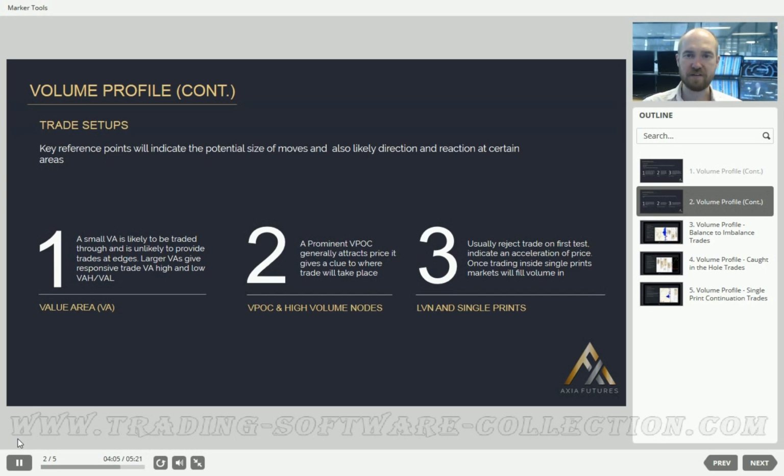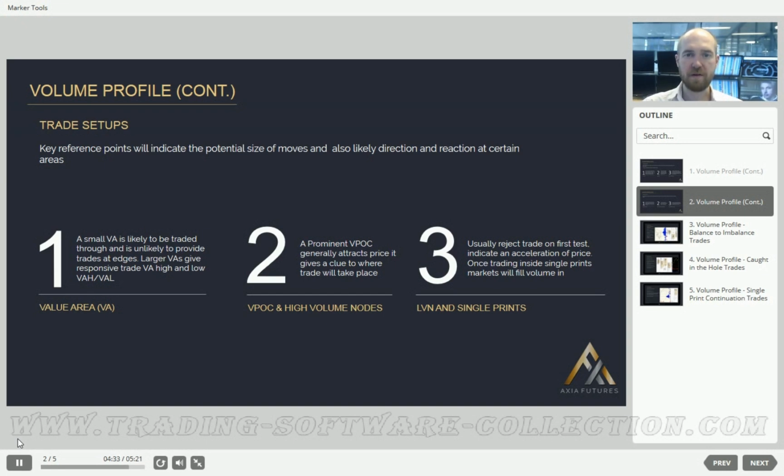If you wait to see it test the single prints, test them again, and then have a go at a trade, likelihood is that it's then going to start to drift into the single prints. Once you get into single prints, the market again is likely to slow down, and because very little volume has traded there before, due to that being the initiation of a move, a lot of volume will then generally get filled out, and the market will spend some time filling volume in at that area.